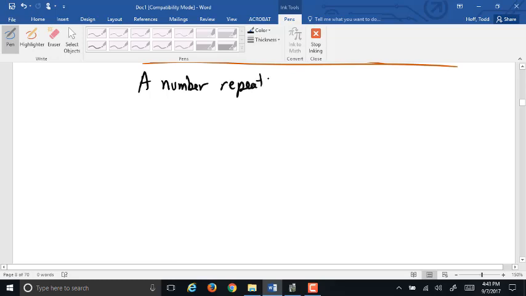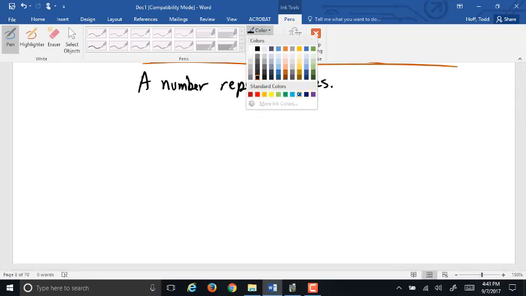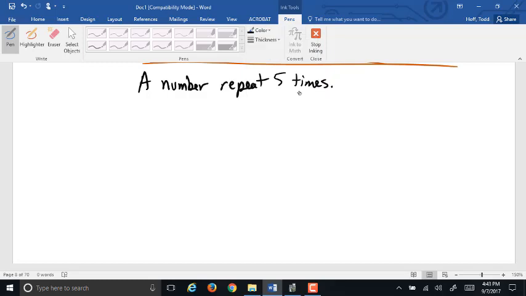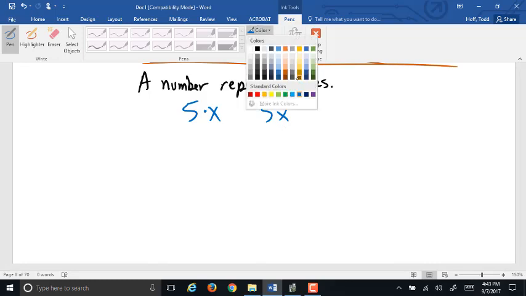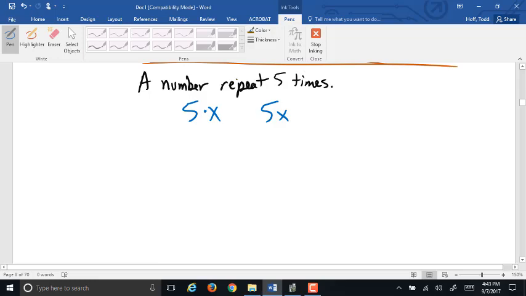A number repeated 5 times. What's that going to look like? 5 times whatever our number is, right? We'll go with x. 5 times x. We don't have to have the times in there, so it could be just 5x. Any other phrases you can think of that might give us 5x?